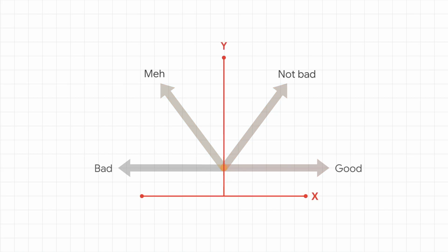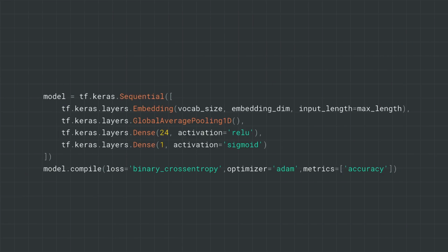If we then plot these on a chart, we could then get coordinates for these arrows. These coordinates could then be seen as embeddings for the sentiment of those words. There's no absolute meaning, but relative to each other, we can establish sentiment. To do this in code, we can simply use a Keras layer called an embedding.